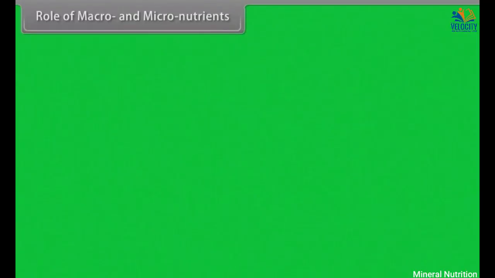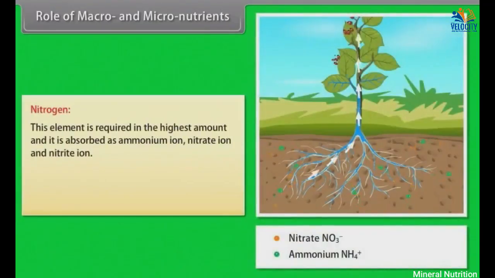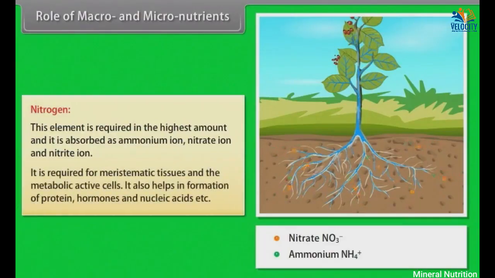Role of macro and micronutrients. Nitrogen. This element is required in the highest amount and it is absorbed as ammonium ion, nitrate ion and nitrite ion. It is required for meristematic tissues and the metabolically active cells. It also helps in formation of proteins, hormones and nucleic acids, etc.